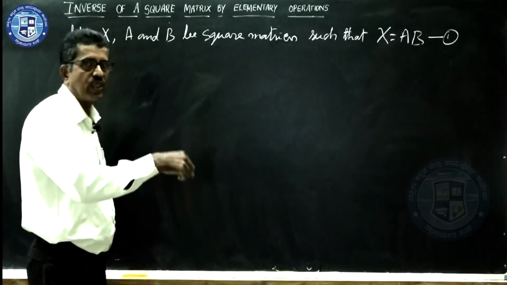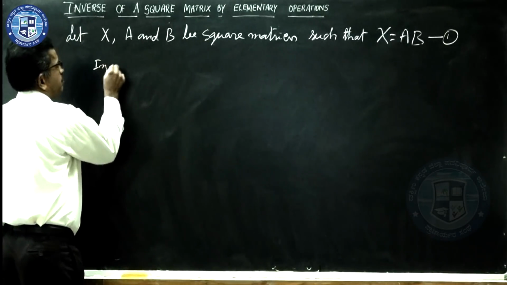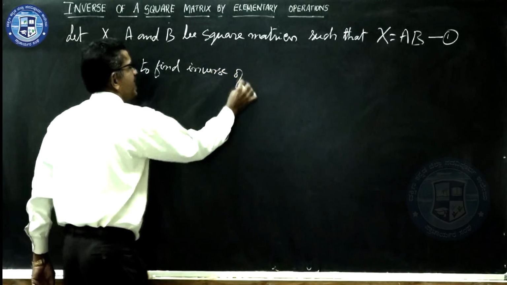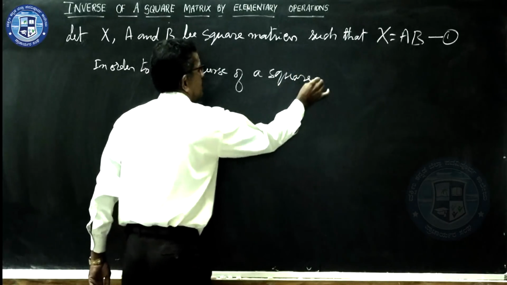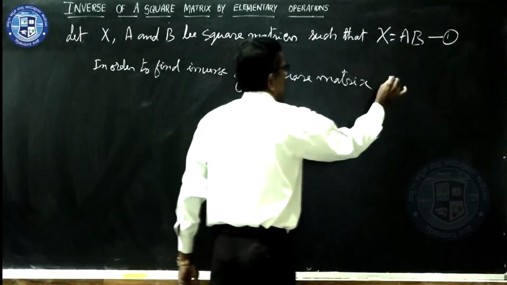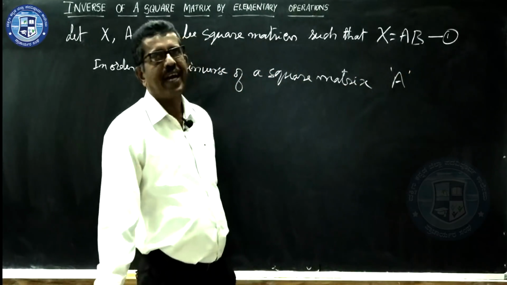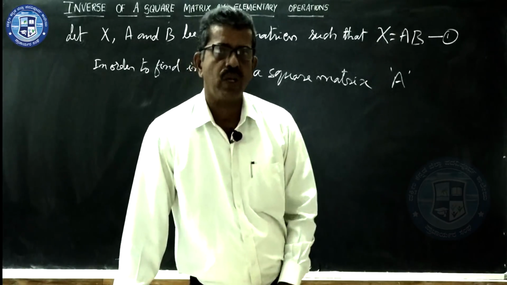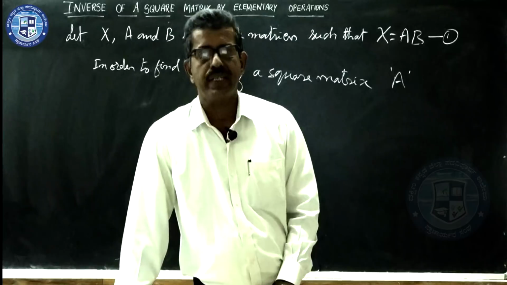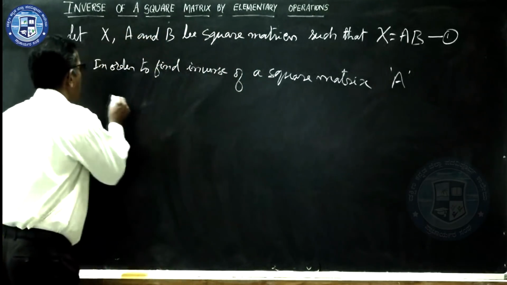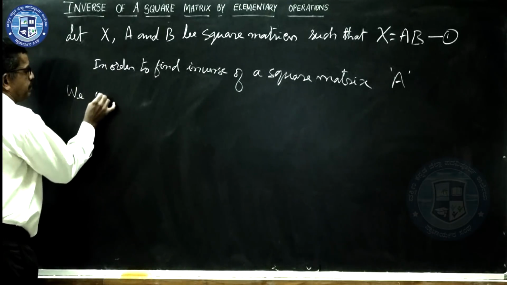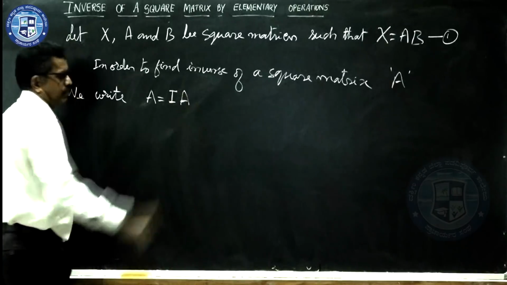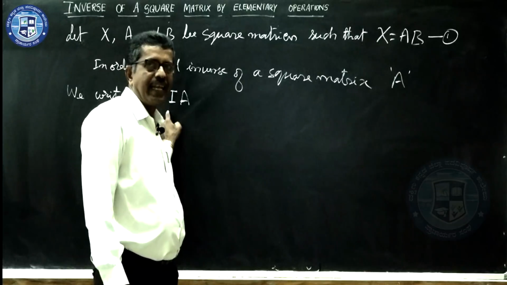So, in order to find the inverse of a square matrix capital A, if it exists, we need to write A is equal to identity into A. If it does not exist, I will explain later what the condition is, or when the inverse of a matrix does not exist. So, when the inverse exists, it is very important that we write A is equal to I into A.